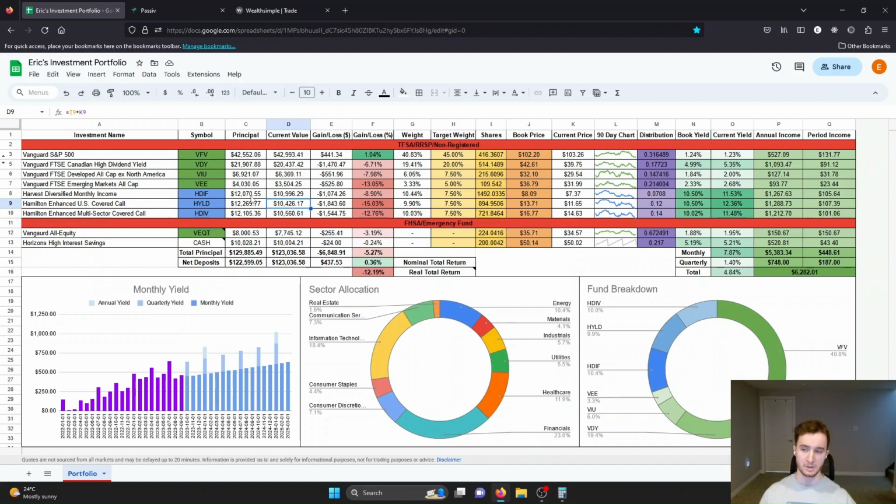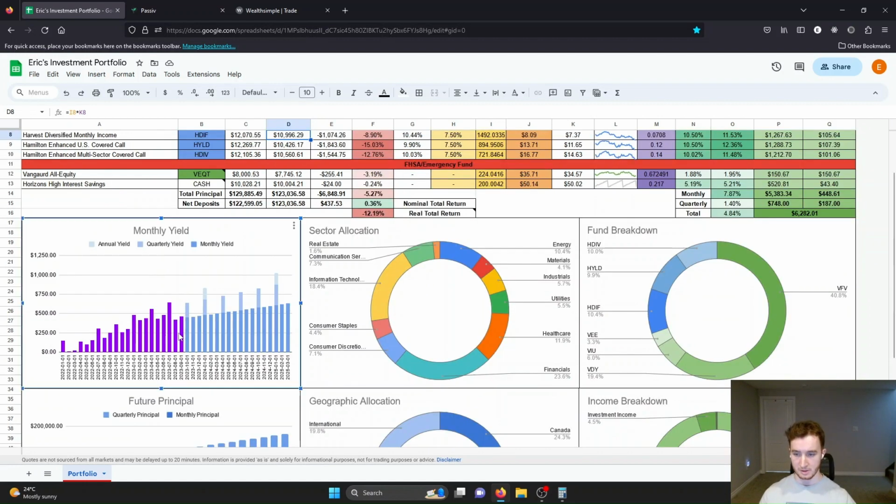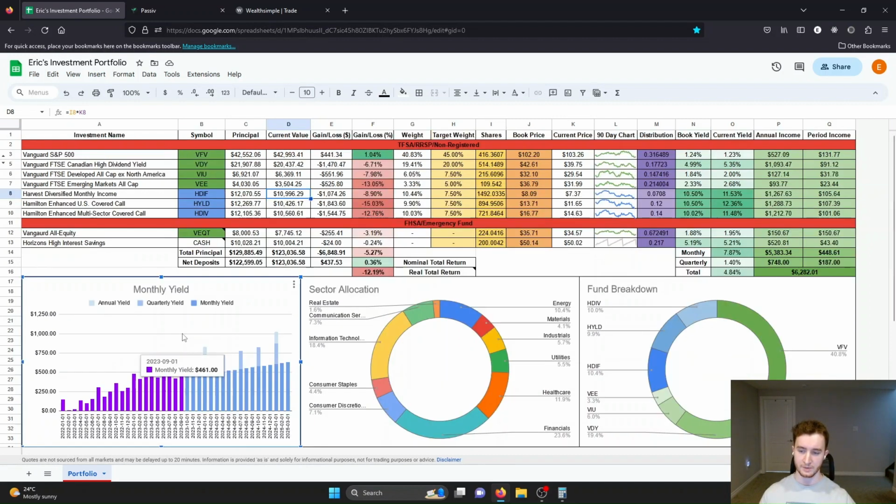And then you can see my income ETFs, which are HDIF, HYLD, and HDIV. Those are just pumping out passive income for me monthly. For monthly dividends, I got $461 for the month of September, which was good. I think my next quarterly dividend might be a little bit lower than the last one, just because there's been a little bit of a reduction in the distribution for VFE. But it's all good.